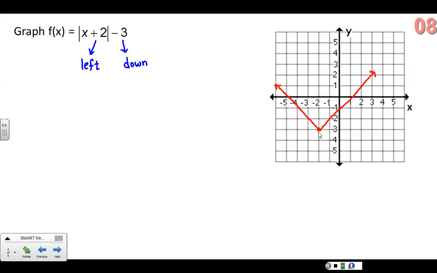Now again, if I wanted to just plot points, I could. If I picked negative 1, if we plug negative 1 in here, we'd get negative 1 plus 2, which is 1. The absolute value of 1 is 1. 1 minus 3 is the point negative 2. So we would be able to plot this with a t-chart as well. But I like you to see the translations as they take place in the equation.